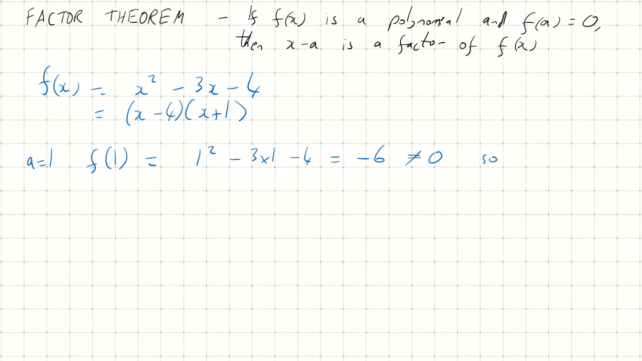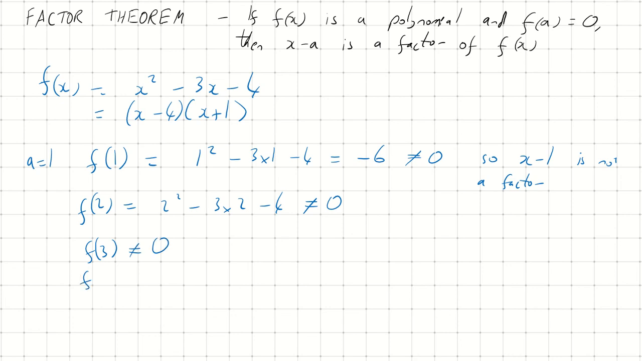So what does that mean? Because f(1) is not equal to 0, that means that x minus 1 is not a factor. Let's try some other numbers. Let's see f(2). f(2) equals 2 squared minus 3 times 2 minus 4. Again, that is not equal to 0, so x minus 2 is not a factor. f(3), we do the same thing. We don't get 0, so x minus 3 is not a factor.